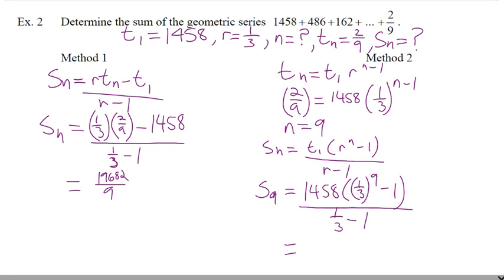Put that into your calculator. You've got to be able to get this right, else you'll be wrong. If you don't get it right, you get it wrong. 5962 over 9.